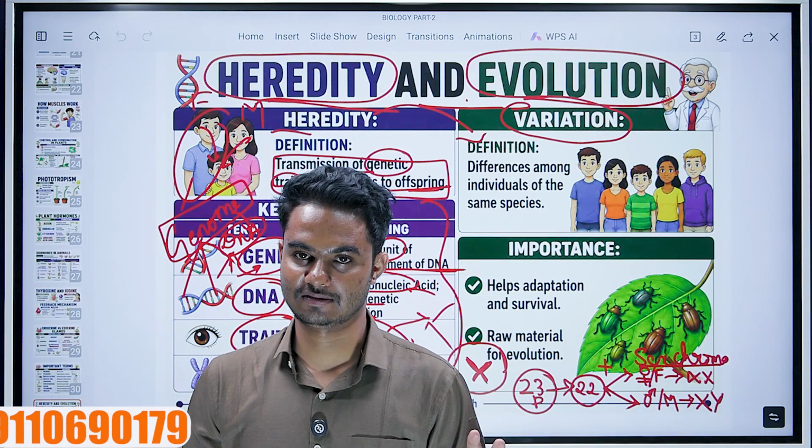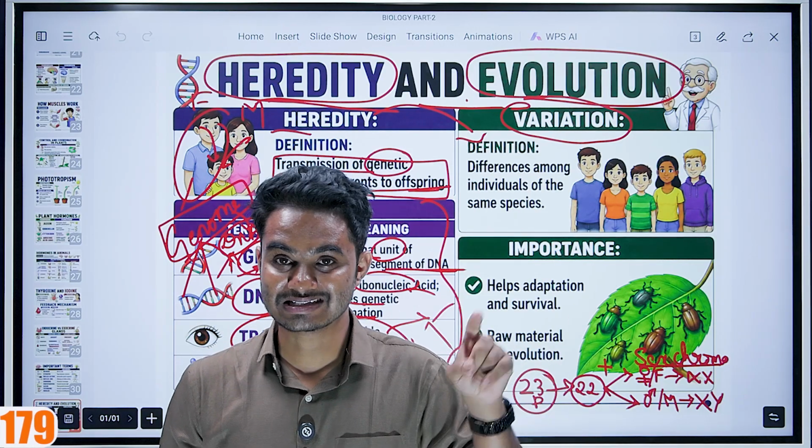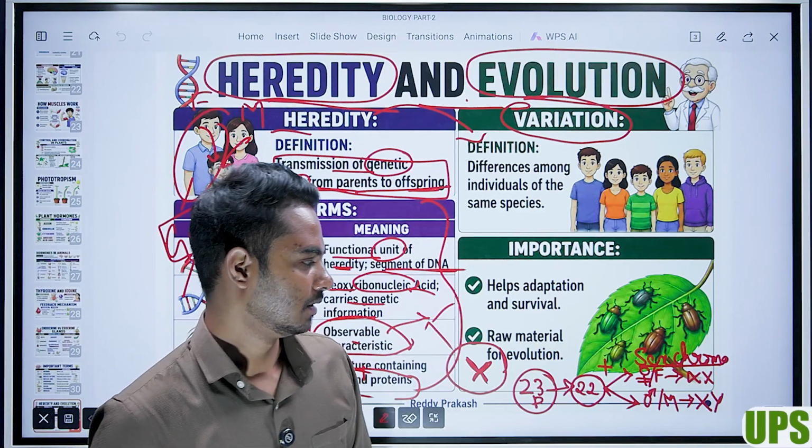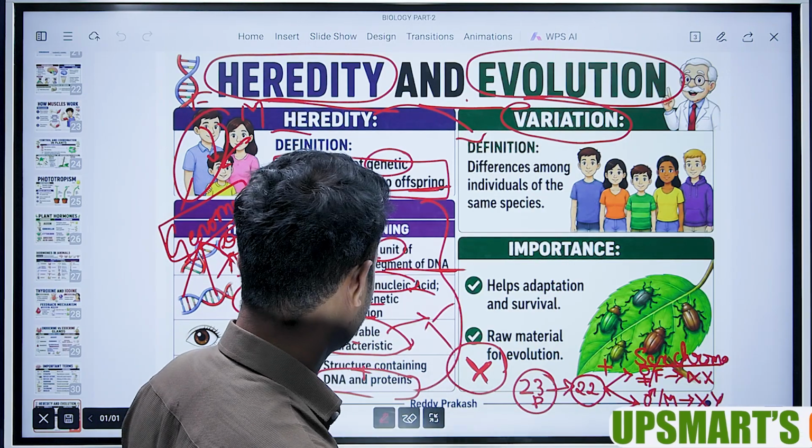If you have X and X, then you are a female. If you have X and Y, then you are a male. Fine. Easy with the chromosomes.